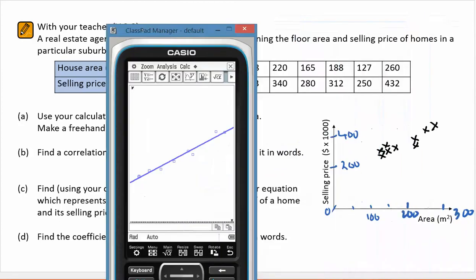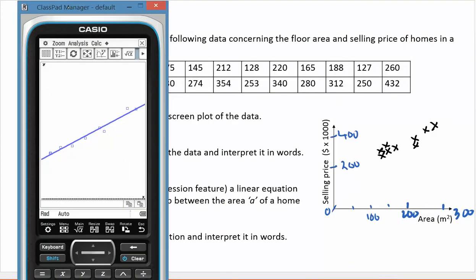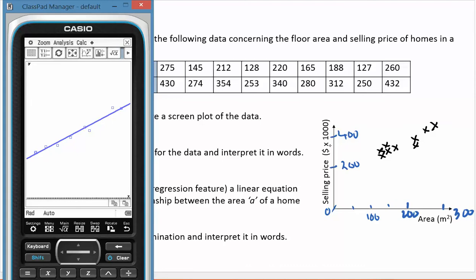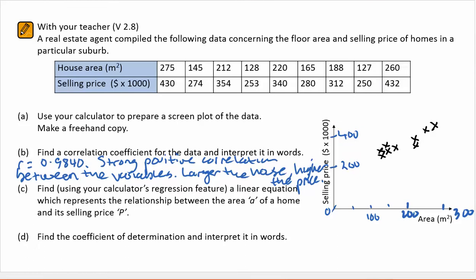Now, in order to transfer that and make a freehand copy, it's more of a sketch scenario. If this comes up in a test or an assignment, you'll either be given a bit of a grid or perhaps just a simple X and Y axis. So I can write something along the following lines for B. R is equal to 0.9840, and that's a strong positive correlation between the variables. So the larger the house, the higher the selling price.